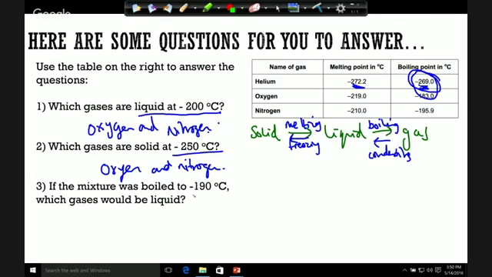And finally, if the mixture was boiled to minus 190, which gases would be a liquid? Which sounds a bit weird because you're talking about gases and liquids, but they might word it like that in the question. So at minus 190 degrees, the gas that would be a liquid would be oxygen, because it boils at minus 183. And if it boils at minus 183, it is going to turn into a gas.